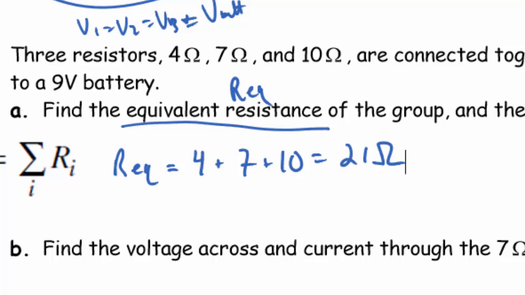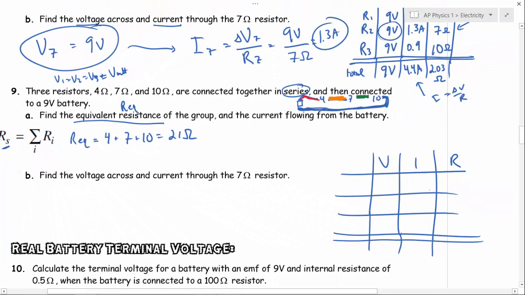Feel free to make another VI chart to keep track of everything, because it can be a really helpful way for you to organize a problem as you solve it. And so we're talking about the 4, the 7, and the 10 ohm resistor, and we're looking at the total as being 21 ohms. Okay, all right, so now we know the equivalent resistance.